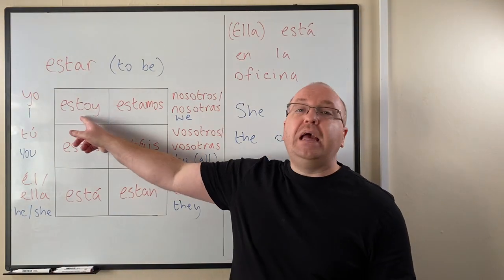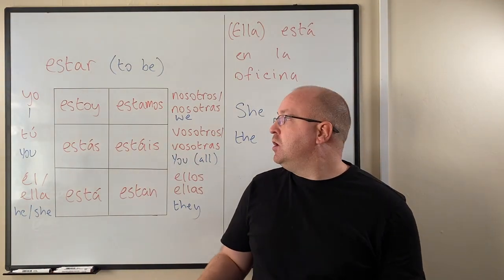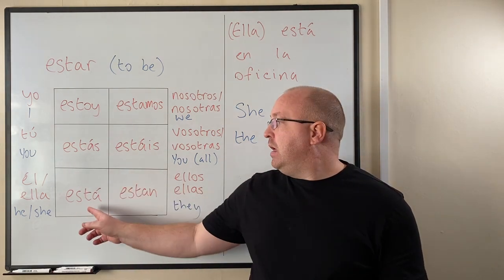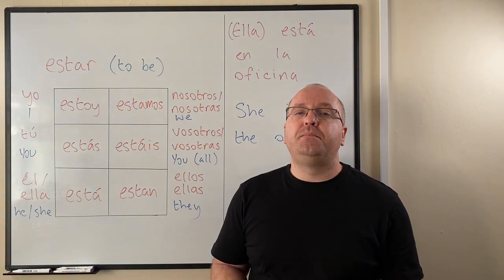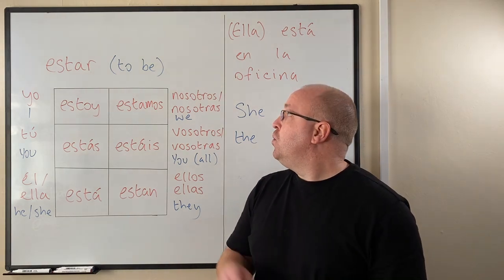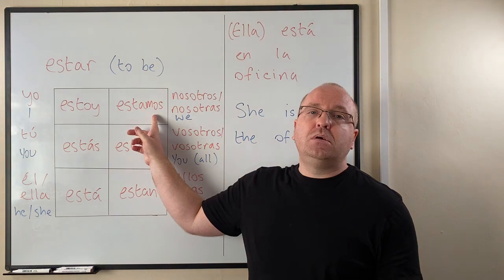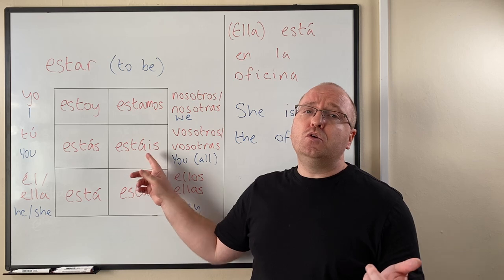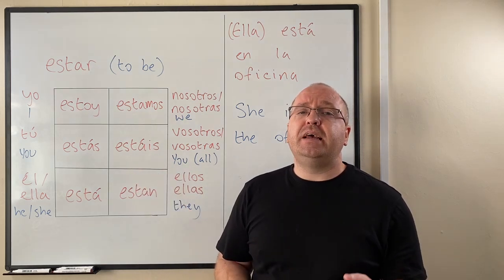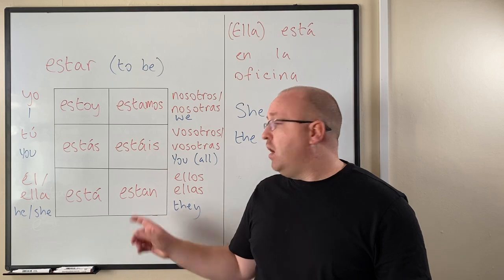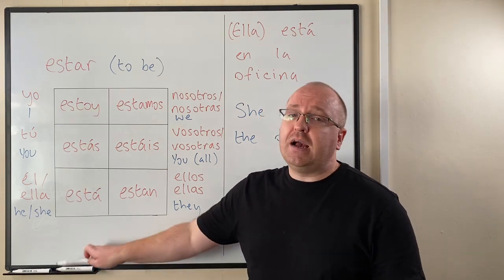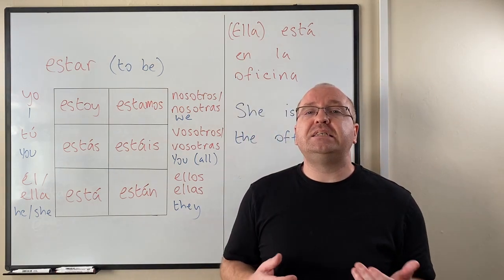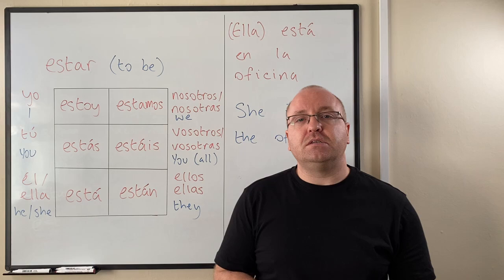So I am, estoy. You are, estás. He or she is, está. We are, estamos. Spanish version for you plural, you all are, estáis. They are, están. I forgot to put the accent mark. There we go. Están. They are, están. Now let's look at some example sentences.